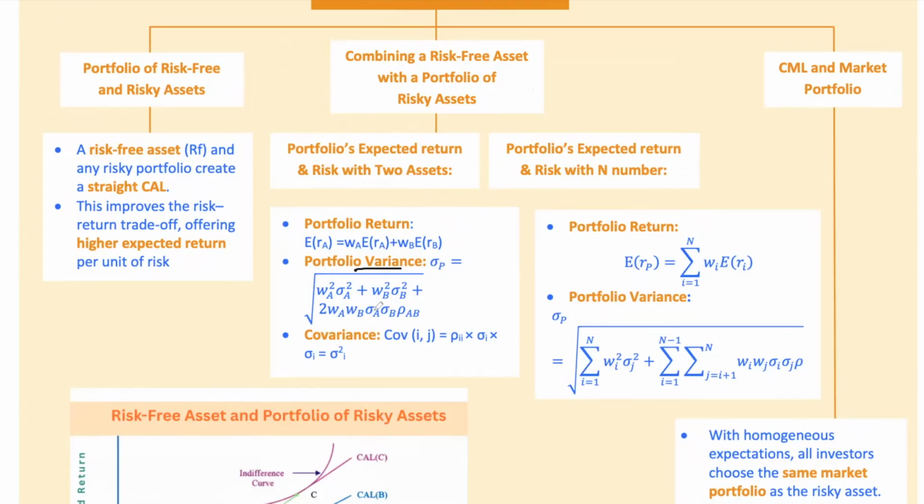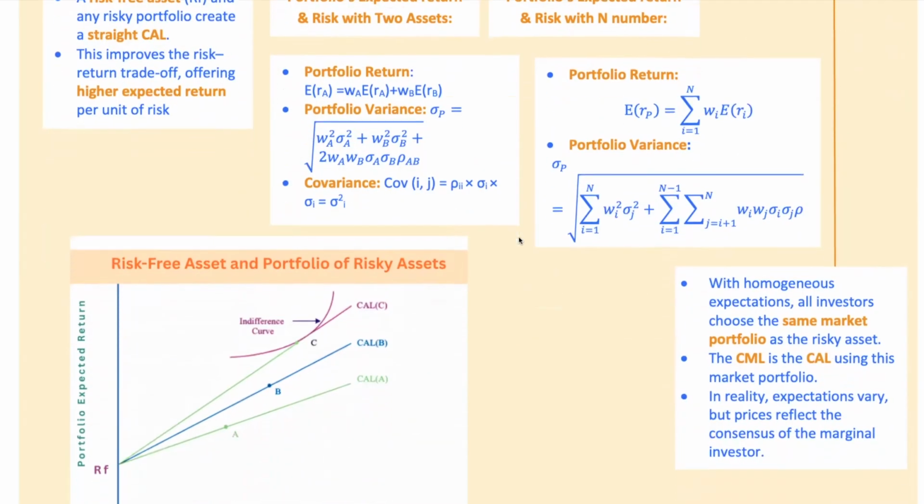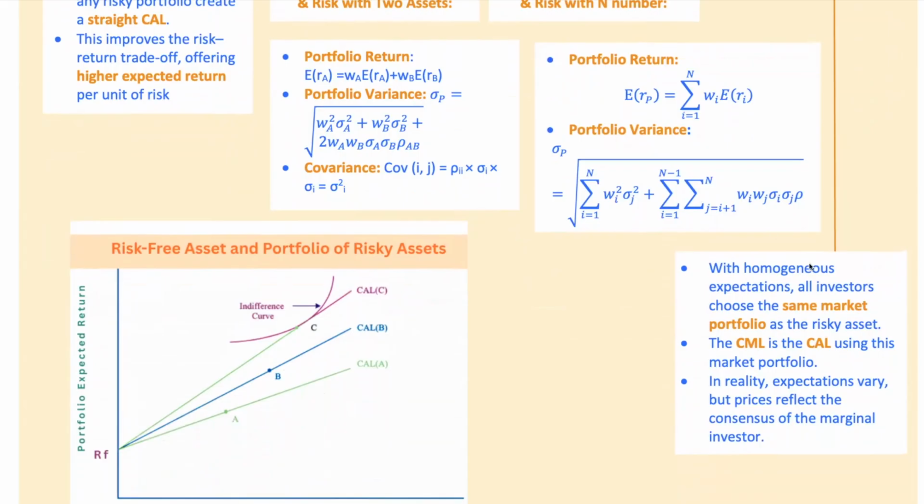And the risk? That depends on how those assets move together, their covariance. Now here's where things get interesting. If all investors share homogeneous expectations, meaning they all believe in the same risk and return assumptions, then everyone ends up choosing the same optimal risky portfolio. And that special portfolio is called the market portfolio. Once that happens, the capital allocation line through this market portfolio becomes the capital market line, the version of CAL that applies to the entire market.